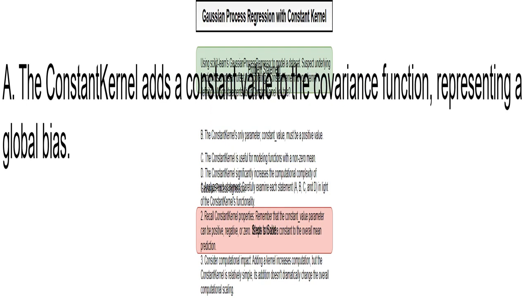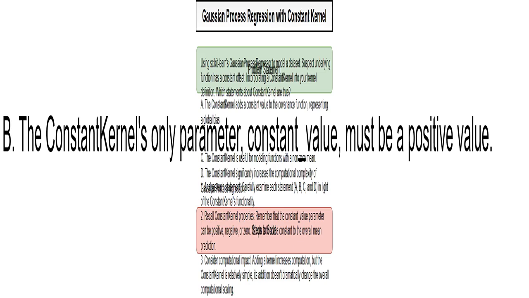This statement says the constant kernel adds a constant value, a fixed number, to the covariance function. This is true. It changes the model's overall prediction mean. This statement says that the constant kernel's parameter, constant value, must be positive. This is false. I can use any real number: positive, negative, or 0.